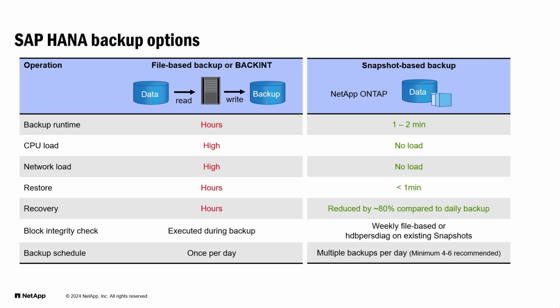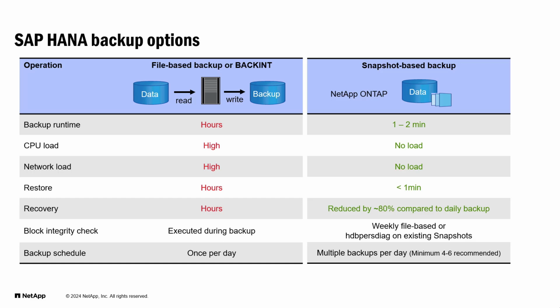The second SAP HANA backup method is the use of storage-based snapshot backups. With ANF snapshot backups, the backup is executed in a matter of 1 to 2 minutes instead of hours. The backup is executed at the storage layer, and there is no impact on the performance of the SAP HANA database. Also, the restore process occurs in a matter of a minute, which has a significant impact on the RTO if a restore operation is required.